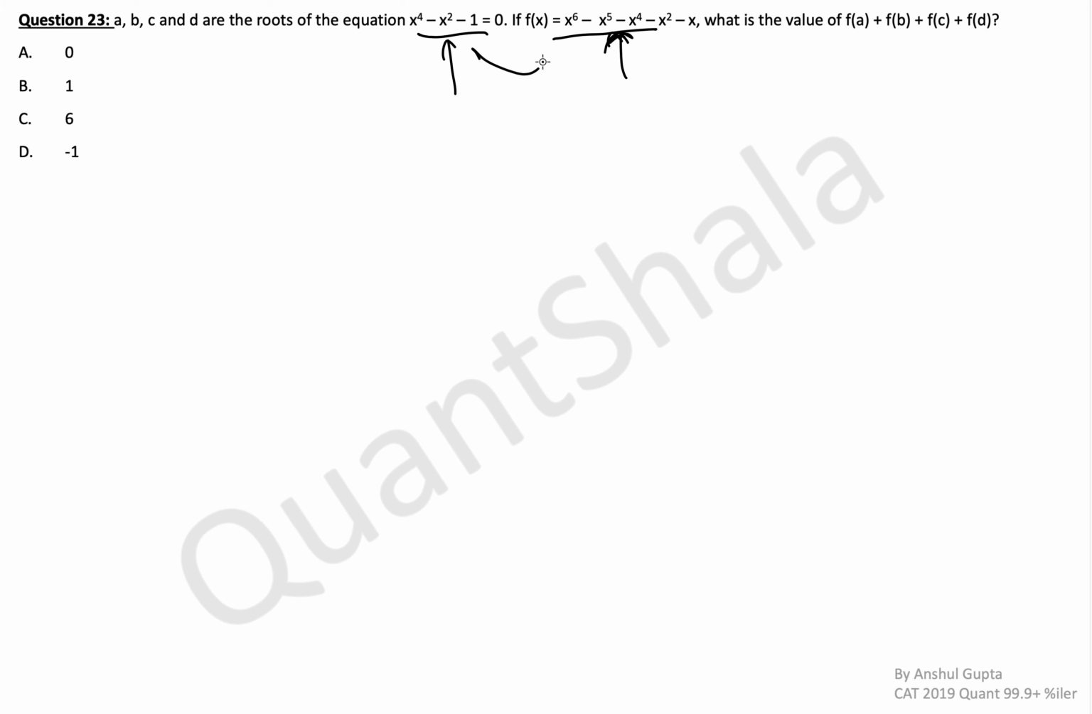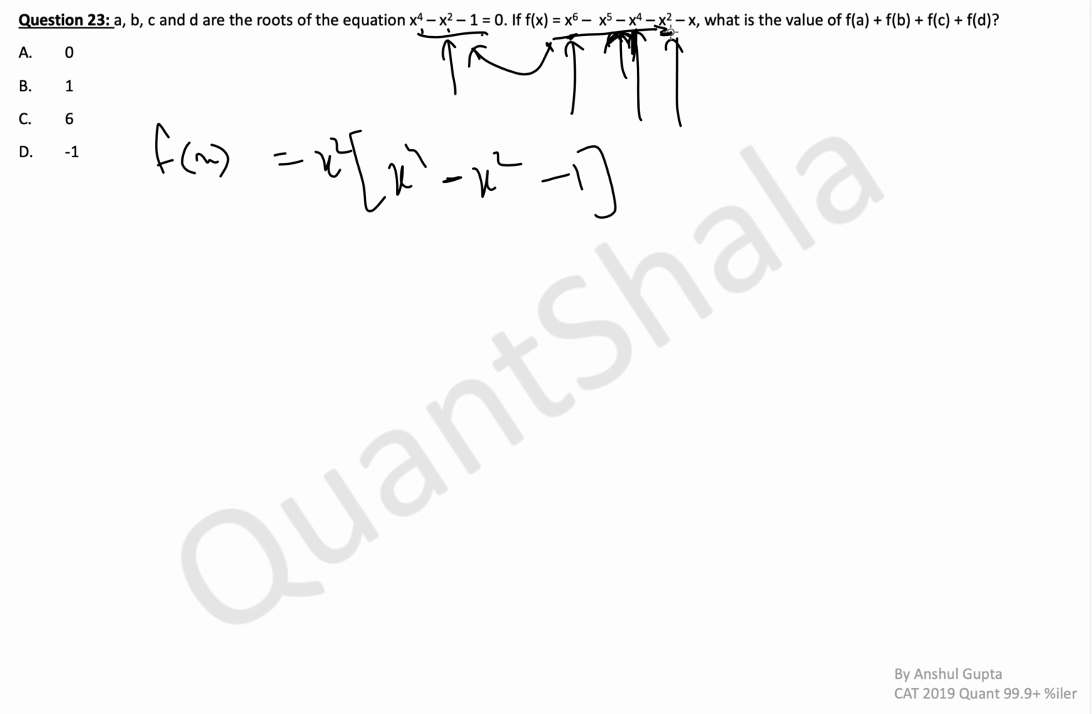So let's try to find a relation between these two expressions first. Clearly I can see x^4 minus x^2 minus 1. We have here x^4, x^2, 1. If you take x^2 common out of these terms, let me write it more clearly here. So f(x) is equal to, take x^2 common out of x^6, what do you get? x^4. Then take x^2 common out of x^4, what do you get? x^2 minus 1 for x^2. These terms are left, x^5 and minus x. So you get minus x^5 minus x.